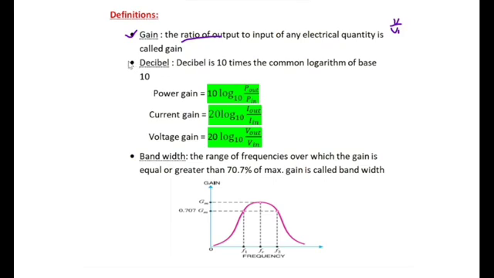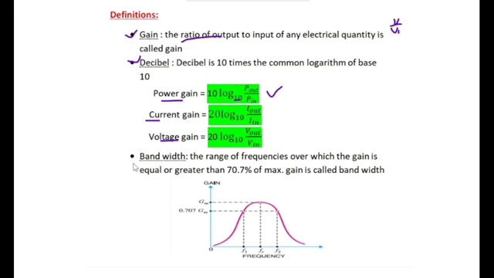The gain expressed in decibels: power gain is 10 log P out by P in to the base 10. This is power gain in decibels. Current gain is 20 log I out by I in. And voltage gain is 20 log V out by V in. This is voltage gain in decibels. These are all the formulas.